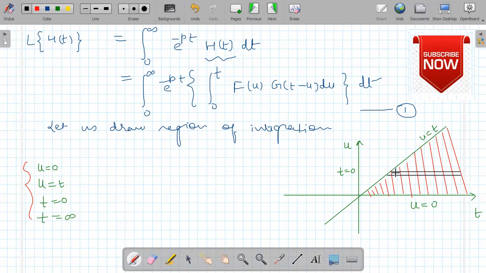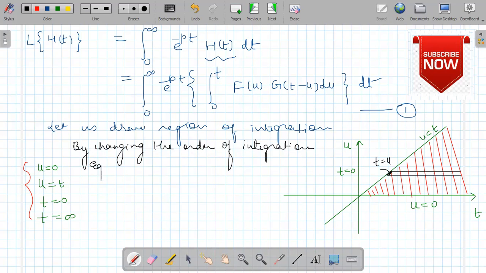Now you see what is the value of t at this end. At this end, the value of t is u, because this end touches this line, and on this line t is always equal to u. So I should write here, by changing the order of integration, equation 1 becomes: now I have t is equal to u. Then you see what is the value here. Here t is going up to infinity because this strip is touching the line which is at infinity. So t is equal to infinity here.